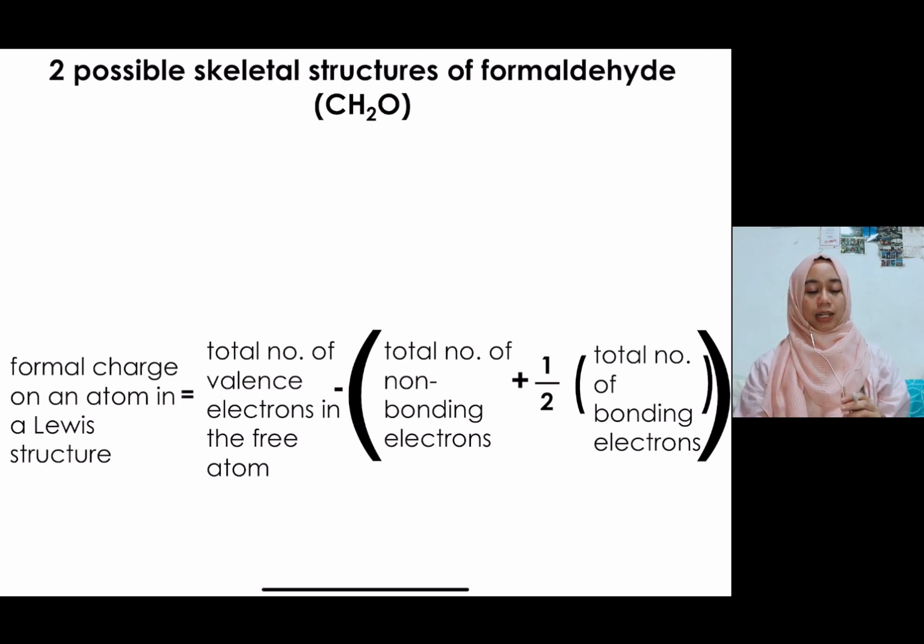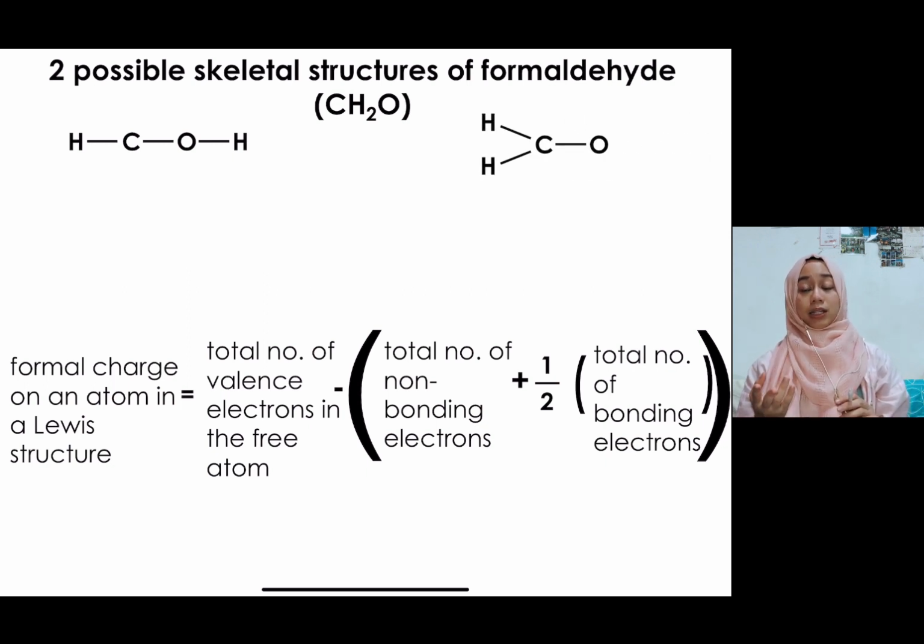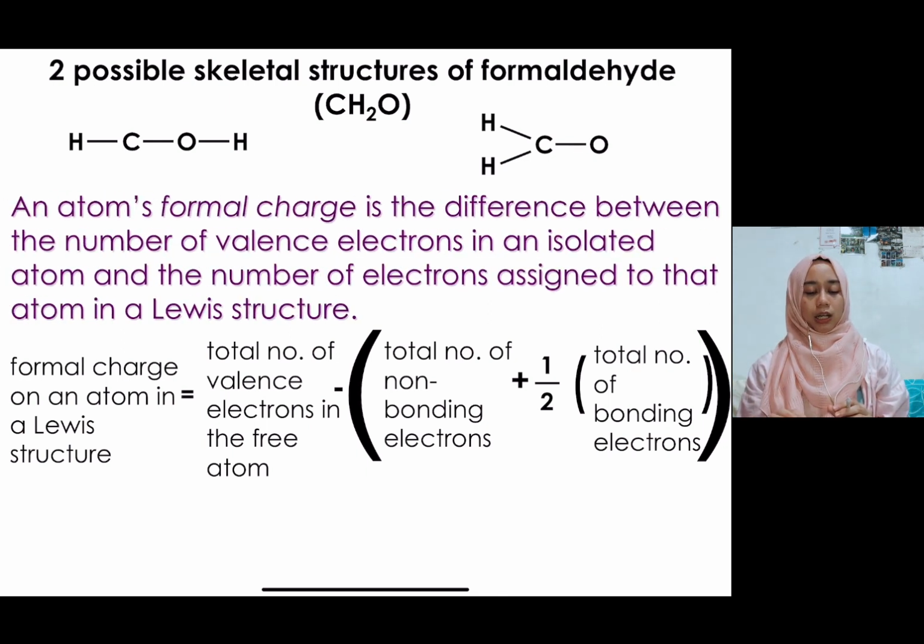So let's say kita ambil untuk formaldehyde. Okay, so untuk formaldehyde ni dia ada 2 possible skeletal structure dia. So sama ada the one on the left ataupun the one on the right here. Okay, so ada 2 possibility kat sini, tapi kita nak check yang mana yang the most stable Lewis structure. So an atom's formal charge is the difference between the number of valence electron. Bacalah sendiri. Okay, tapi ada satu benda Miss nak kena bagi tahu kamu kat sini.